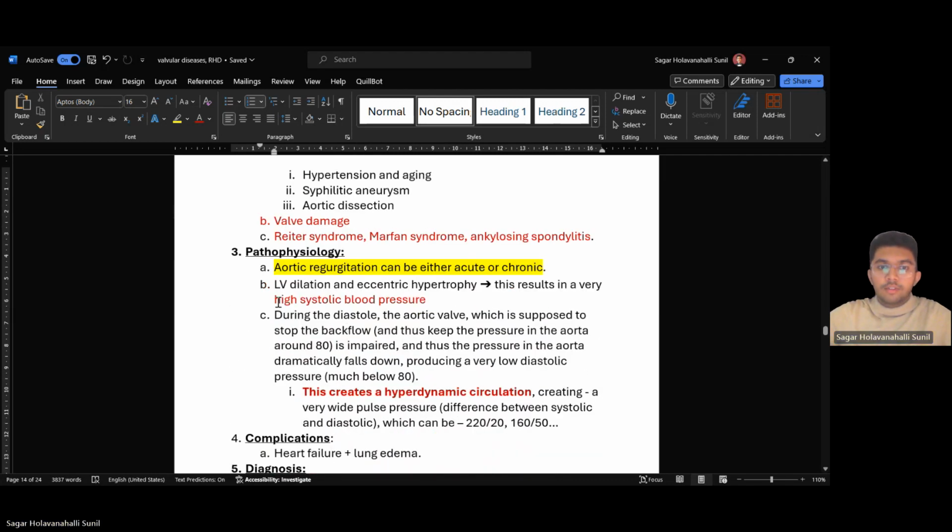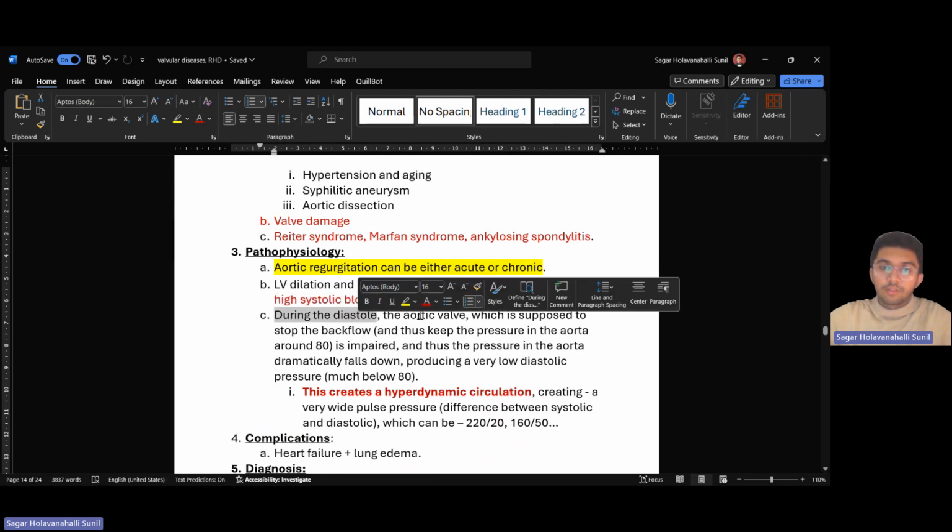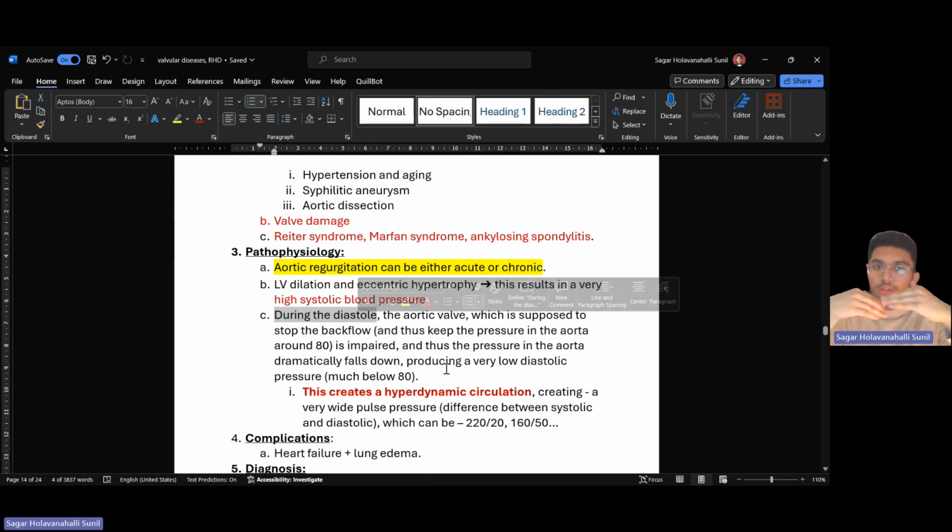So this can mean high systolic blood pressure, and during the diastole, because the aortic valve cannot close completely, the blood will flow back into the left ventricle, and now the pressure in the aorta is low. So if you compare the systolic blood pressure versus the diastolic blood pressure, the systolic is very high because of the adaptations of the ventricle, but the diastolic is very low because of the backflow.